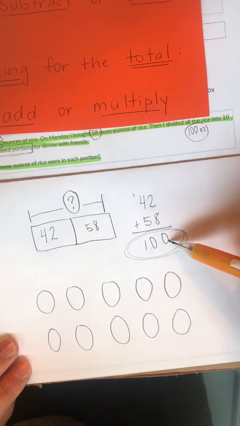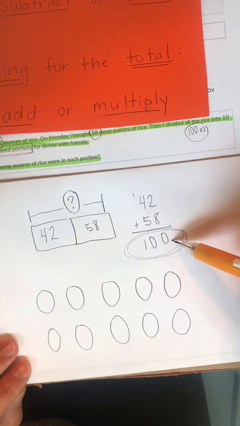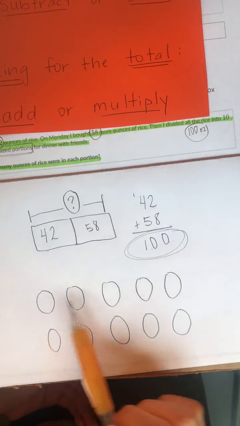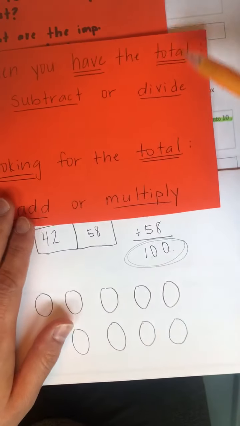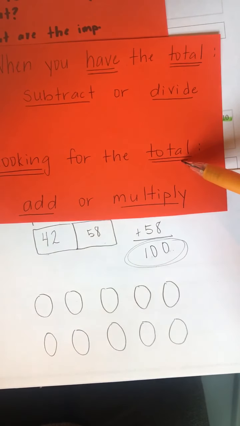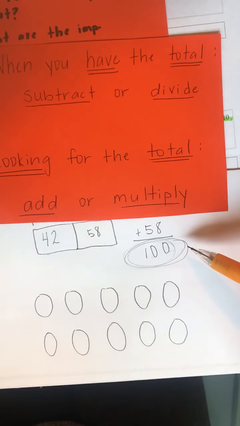So we need to take our 100 ounces of rice and we need to share it fairly amongst our 10 friends. So let's think about it. Do we have the total amount of rice right now, or are we looking for the total amount of rice? Good, we have the total, right? Our total is 100 ounces. We figured that out already up here.